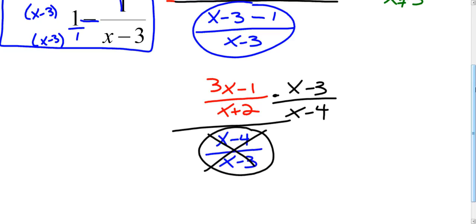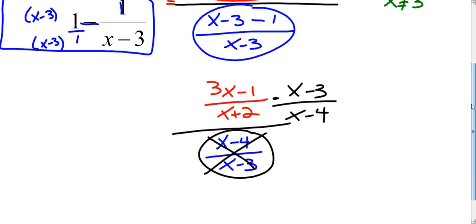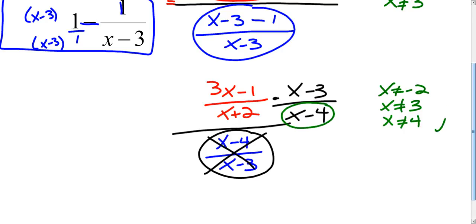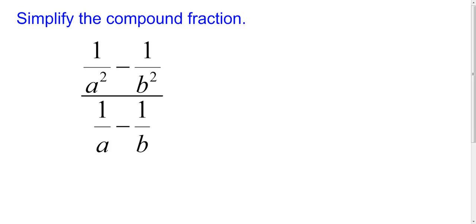Now from the very beginning, we knew that x could not be negative 2, and we knew that x could not be 3. Now in the denominator, I can also see that x can't be 4 either. So this is what my answer is going to look like. There's nothing I can simplify. I can't factor anything out or anything, so that's just what my answer is going to look like.